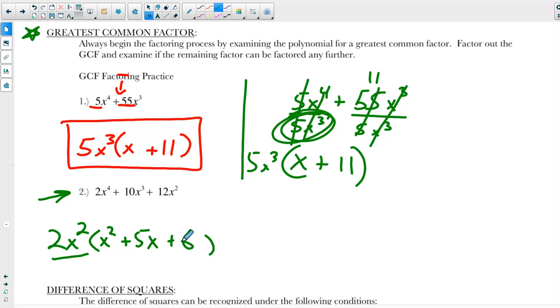I look at this. I'm just factoring the greatest common factor out right now. So if you stopped right here, I'm happy. However, this is the last time you're ever going to stop here. Okay? When we factor something, we want to factor it completely.